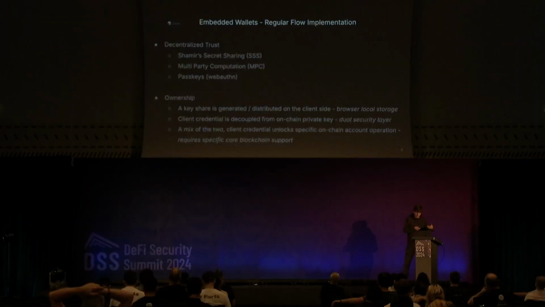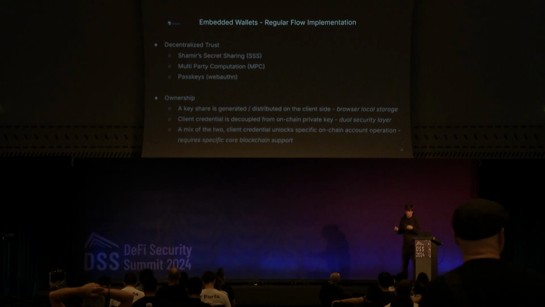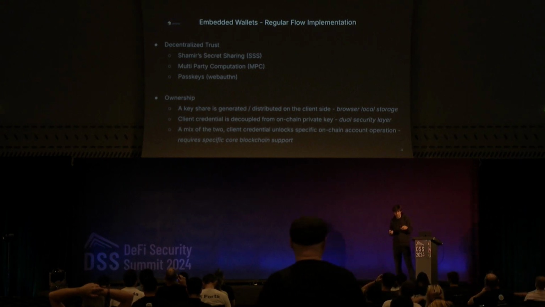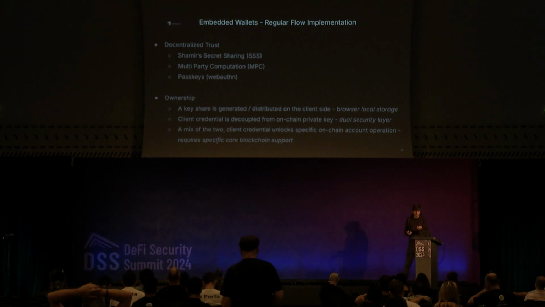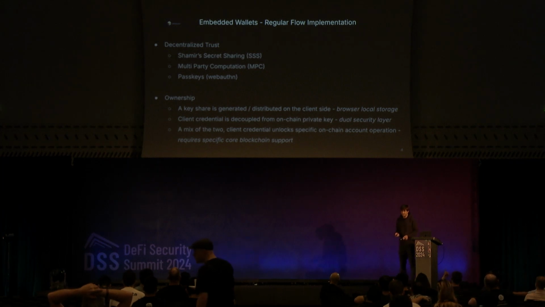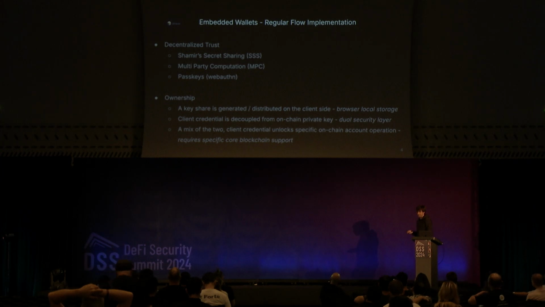Another type of implementation that we see is you have the on-chain private key that is decoupled from the credential that you use in order to interact with your wallet, and that creates a dual security layer. We also see a mix of the two, where you have some client credentials that do not represent the on-chain private key, but that are used to unlock some specific on-chain operation that usually requires some specific core blockchain protocol support at the blockchain level. The Stellar folks are doing some great things about that, so you should talk with them if you want to learn more about it.